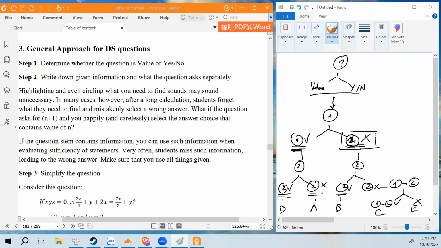So remember that as you first practice these data sufficiency questions, take it slowly. Don't try to rush anything. Go through the steps. Make sure that you are evaluating each statement separately first, and then if each statement is insufficient by itself, you combine them to see if they're sufficient.